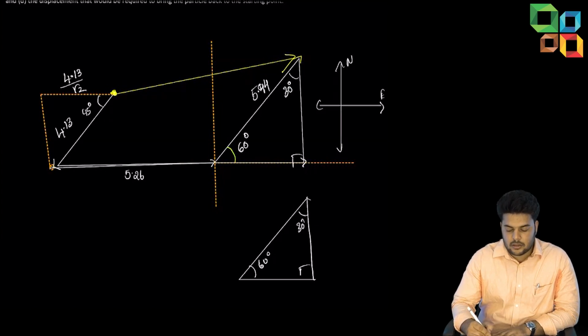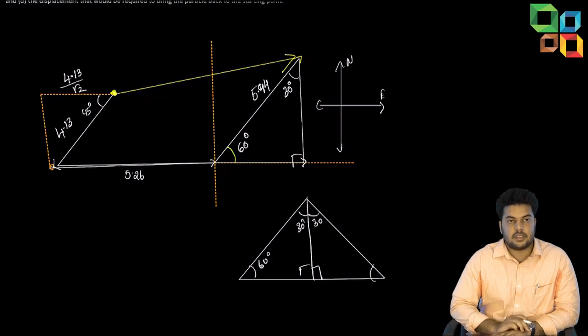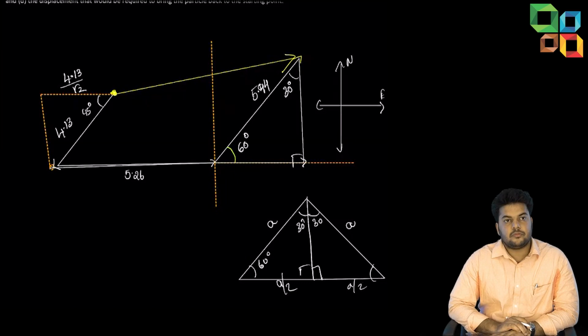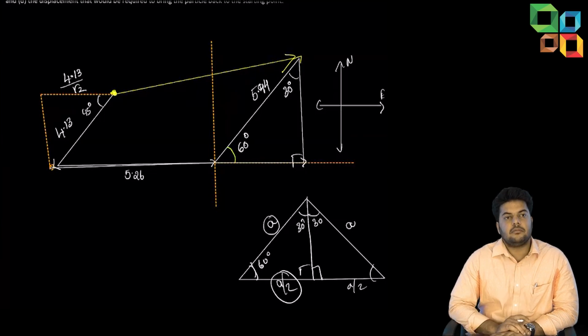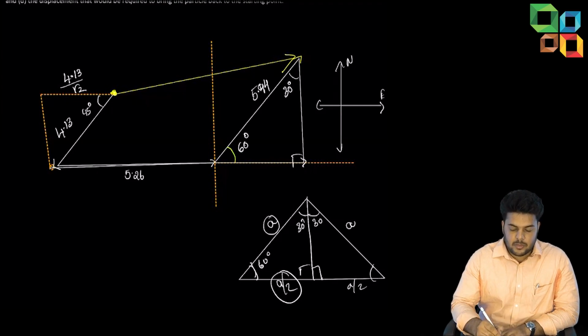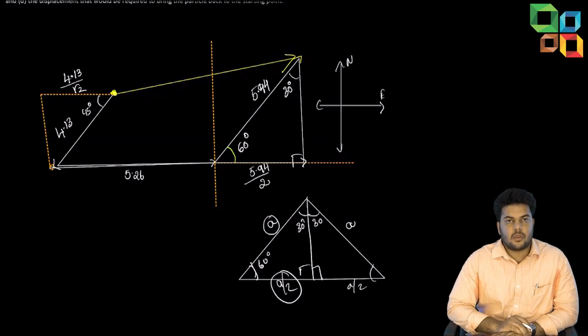So I'd asked you to imagine an equilateral triangle, isn't it? This would be 30, this would be 90 and this would be 60, correct? Equilateral triangle means all the sides are equal. So this would be a by 2 and this would be a by 2. So the side that is adjacent to 60 degrees would be half of the hypotenuse. So this would be half of 5.94. Is that okay, Rachit? Yes, sir. That is half of 5.94.